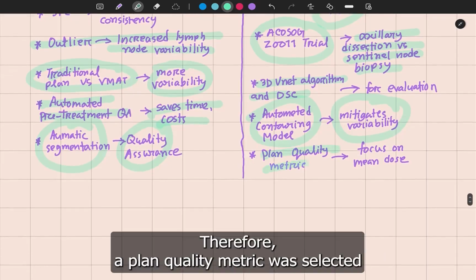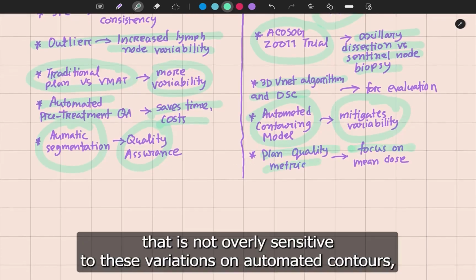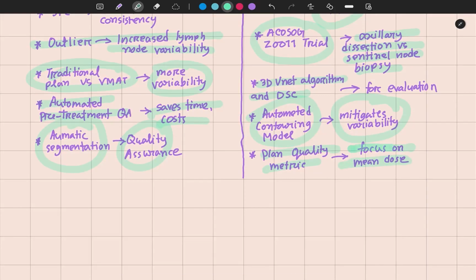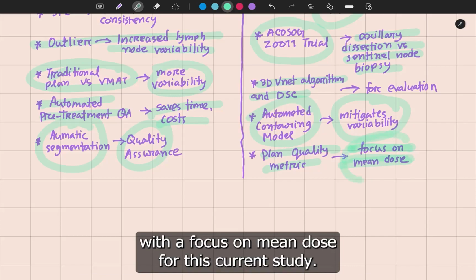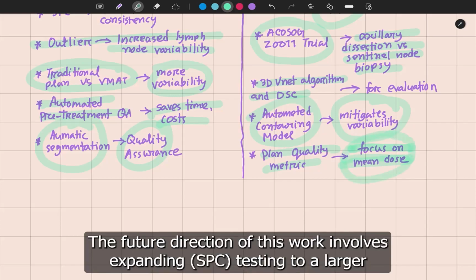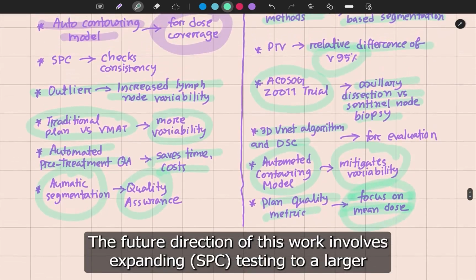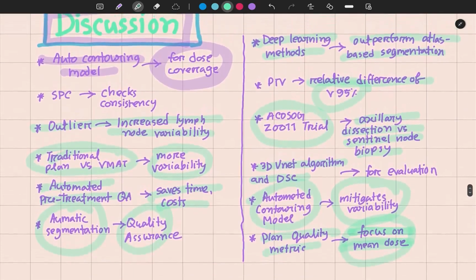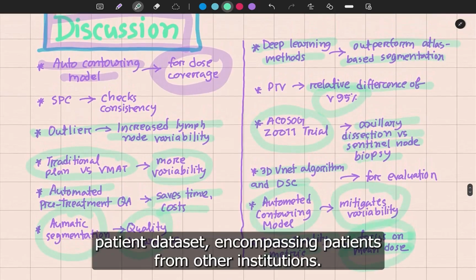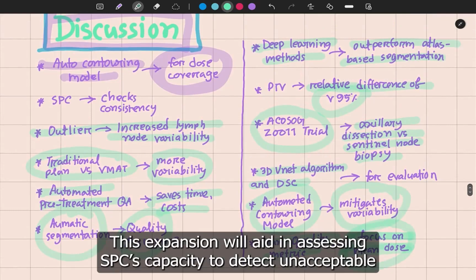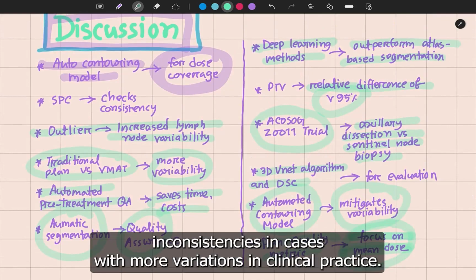Therefore, a plan quality metric was selected that is not overly sensitive to these variations on automated contours, with a focus on mean dose for this current study. The future direction of this work involves expanding SPC testing to a larger patient dataset, encompassing patients from other institutions. This expansion will aid in assessing SPC's capacity to detect unacceptable inconsistencies in cases with more variation in clinical practice.